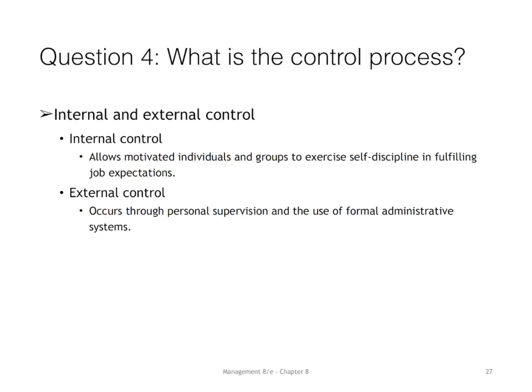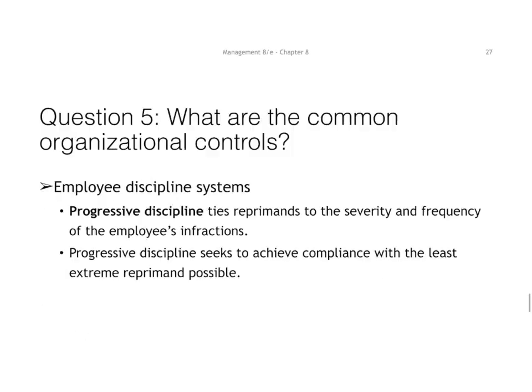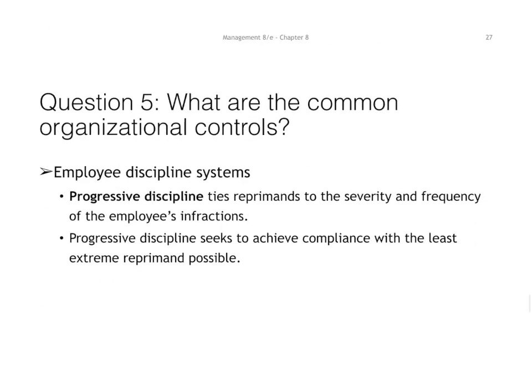External control occurs through personal supervision and use of a formal administrative system. Personal supervision. Okay. Continue to the final question.